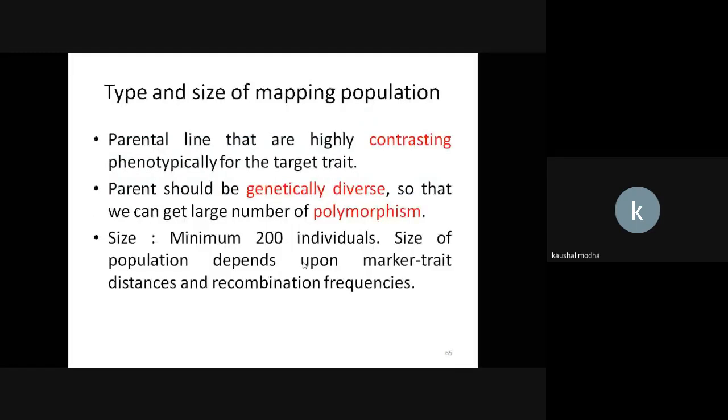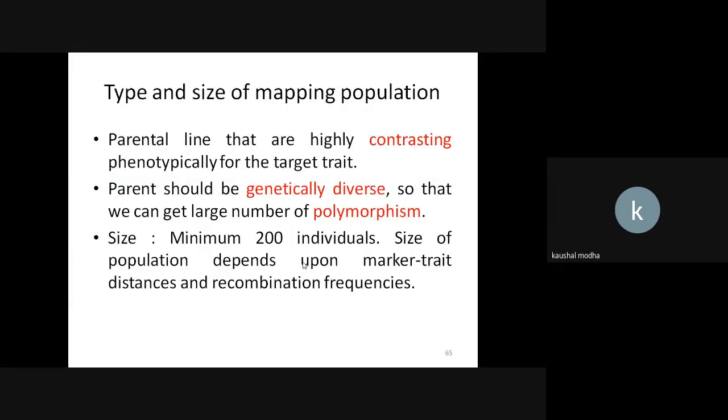A minimum size of the mapping population for QTL analysis is 200 individuals. Not less than that. If it is less than that, you will not get good publication. So it has to be 200 or more than 200.